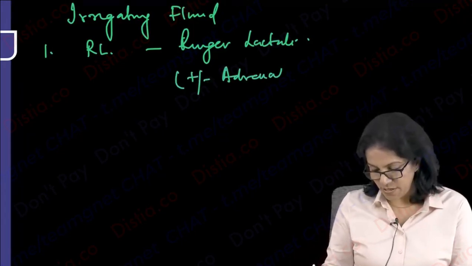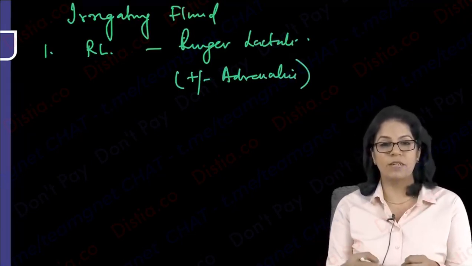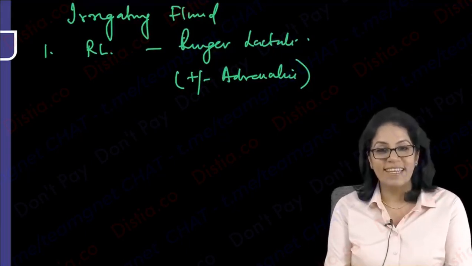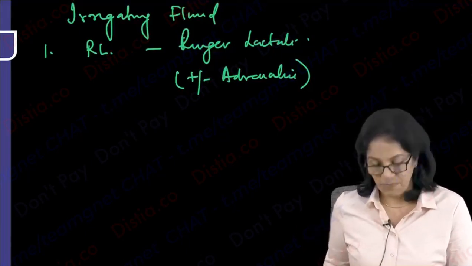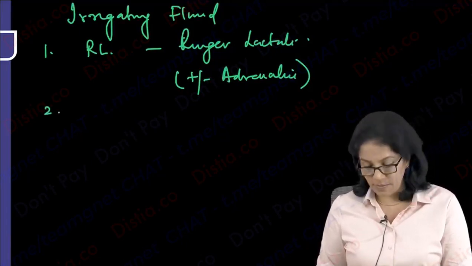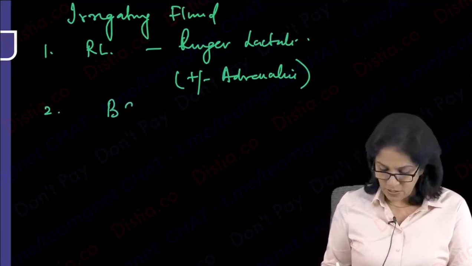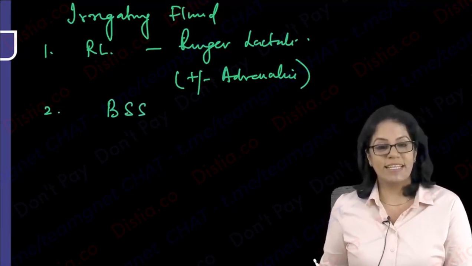You want or you don't want, depends upon the pupil position of the patient. If the pupil is disturbed, constricting, more tending to constrict, it's better to put adrenaline there. Then secondly, we can use BSS, write down, balanced salt solution. This is another irrigating fluid.